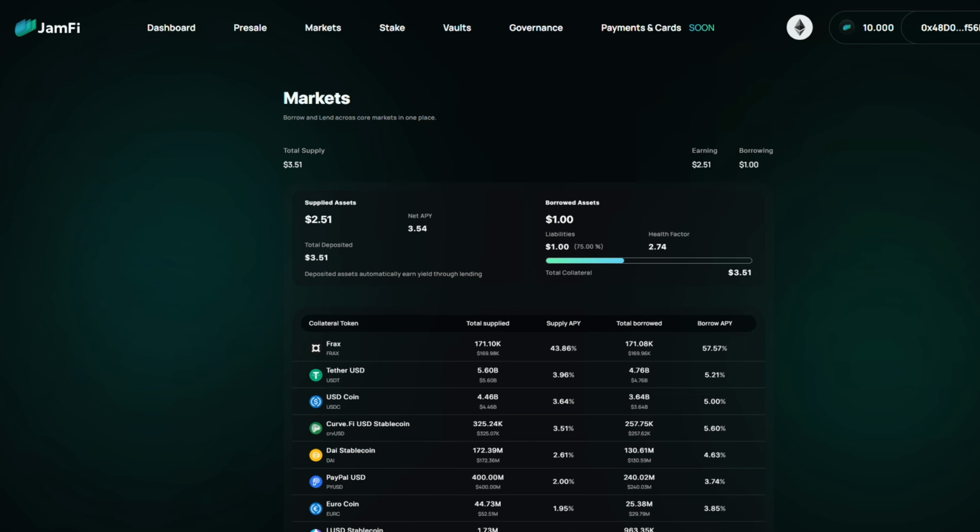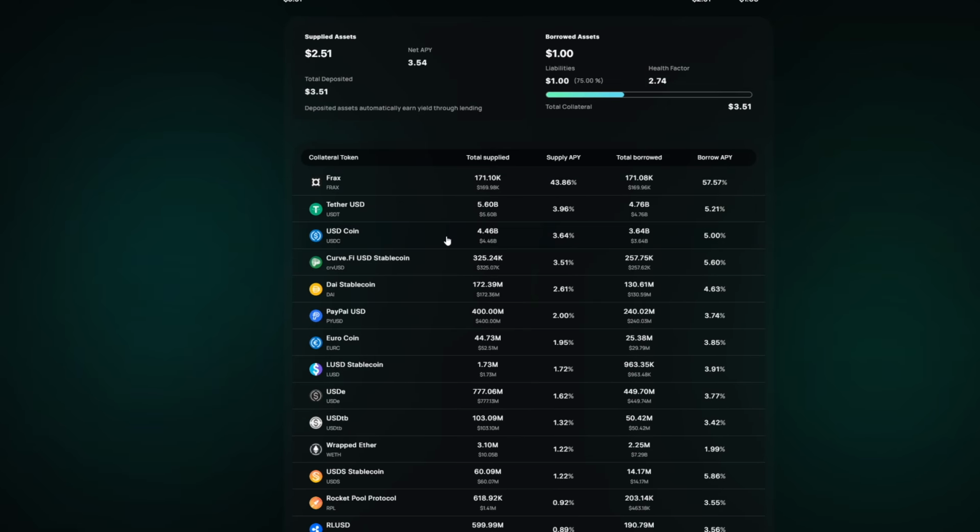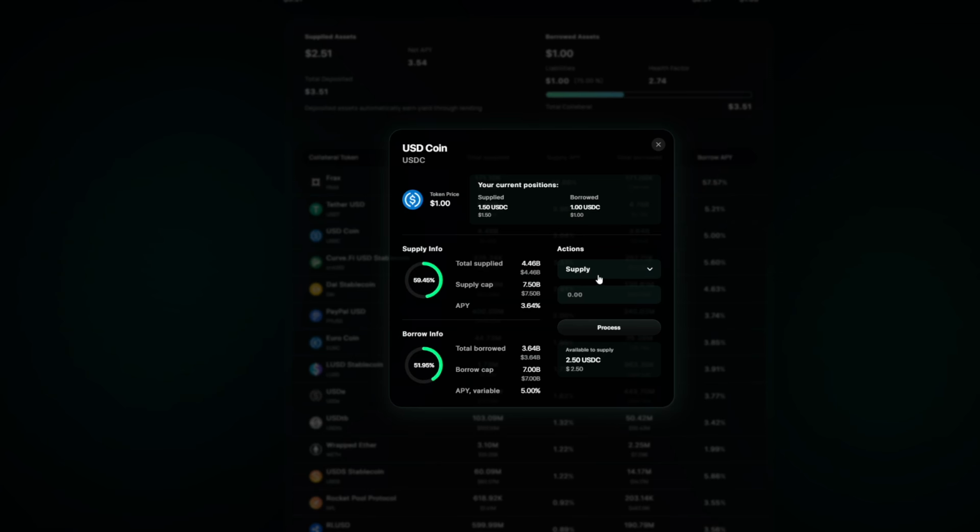At launch, JamFi Markets is integrated with Aave, one of the most battle-tested lending protocols in DeFi. But this is only the beginning. JamFi is already preparing integrations with other providers like Venus and Compound through a standardized internal CDK. That means faster scaling, lower maintenance costs, and a consistent user experience across protocols.